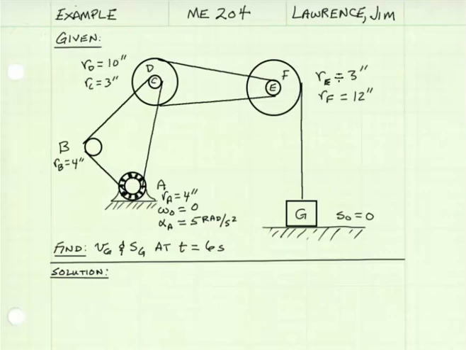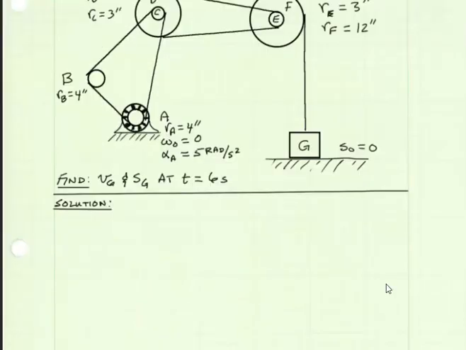E has a radius of 3 inches. F has a radius of 12 inches. And the block starts on the ground, so its initial position is 0. We want to find the velocity of the block G and the position of the block G at a time of 6 seconds. To start this problem, we know that we've got a constant angular acceleration at A, which means that throughout this whole process, since they're all connected, we have a constant acceleration problem.